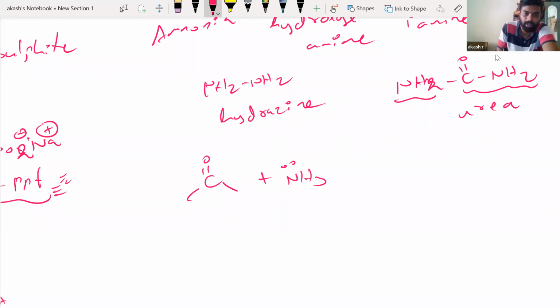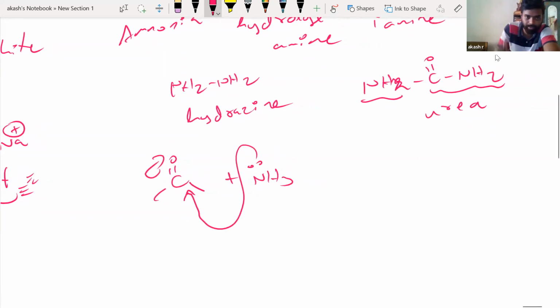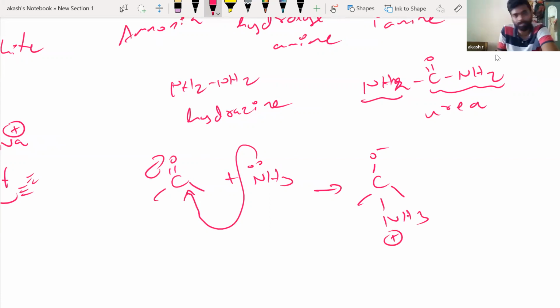Okay, right? Now the same thing will happen. The ammonia, as a lone pair, is going to attack this carbonyl carbon, and this bond breaks. Again, a nucleophilic addition reaction only. So we will have CO minus and NH3 plus. Now I don't want this particular nitrogen to have a positive charge.